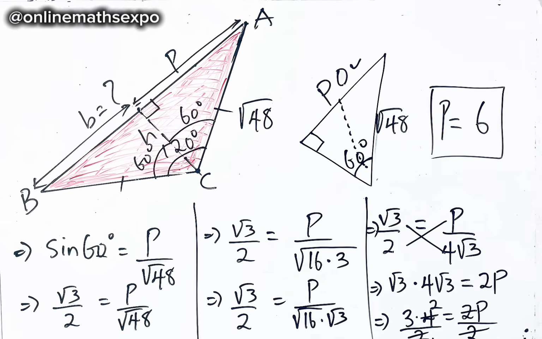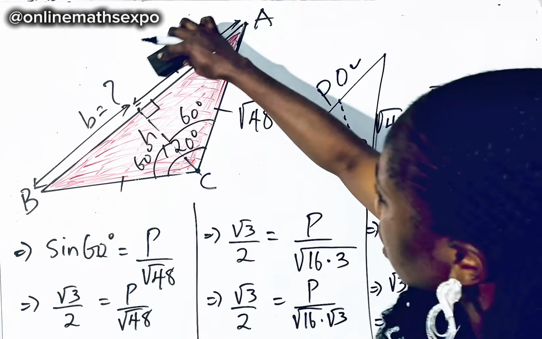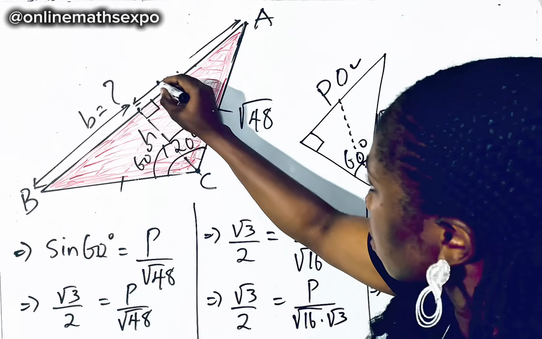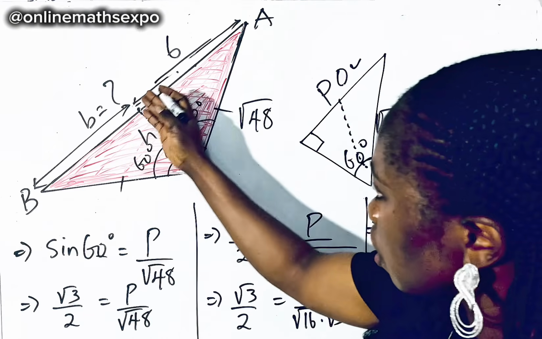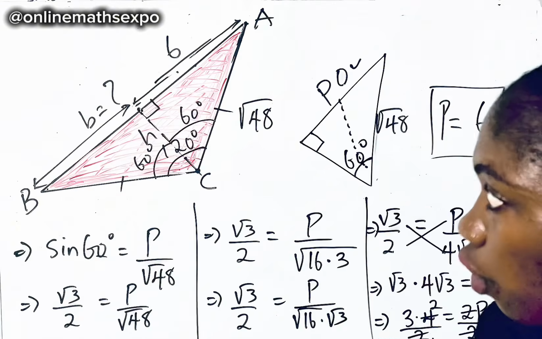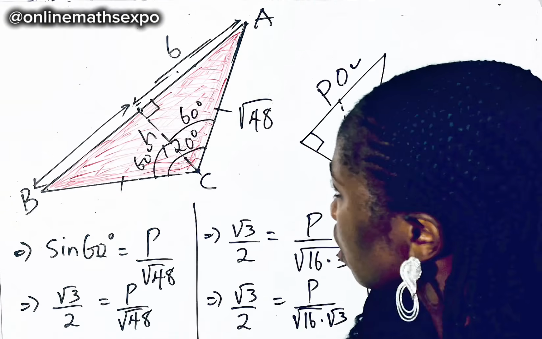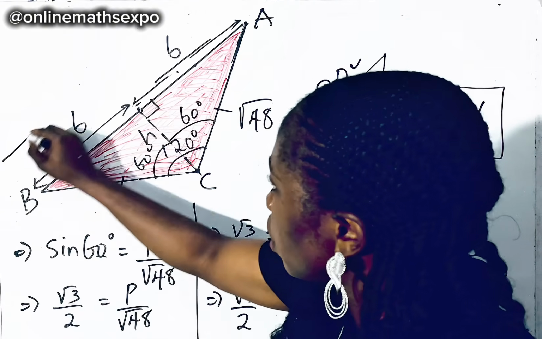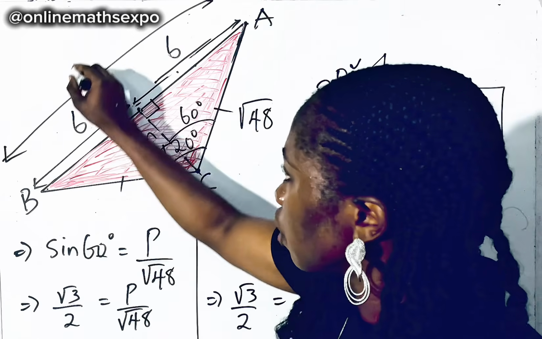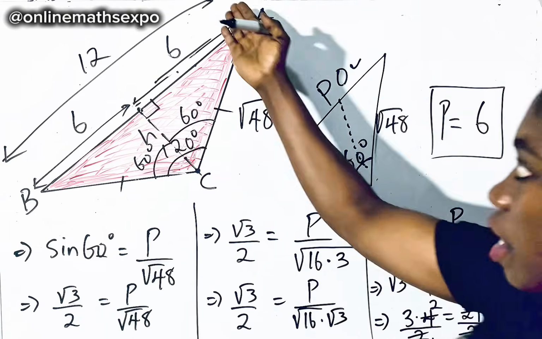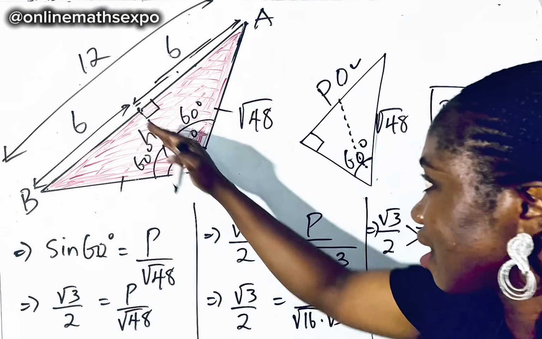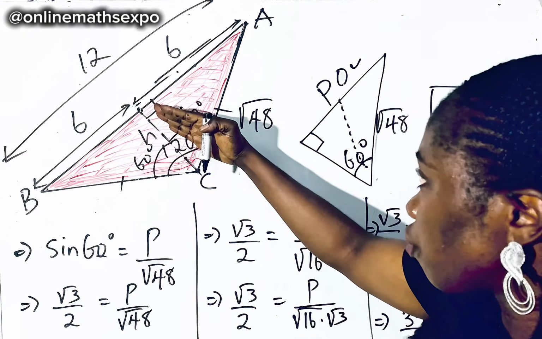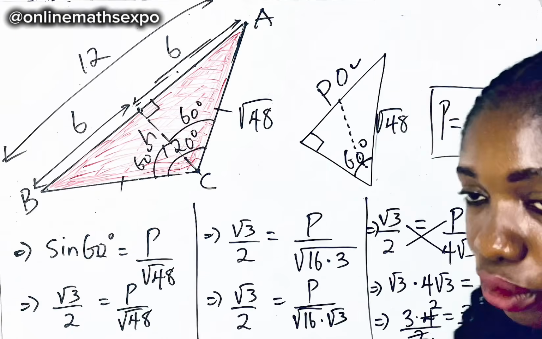Now, if our P is 6, it means that this length we have found is 6 units. And remember we said it is equal from here to here also, so this length is also 6 units. When you add the two lengths together, it gives you 12 units. We have been able to find the base of this triangle. Let's find the height. To find this height, we're also free to use the same triangle.